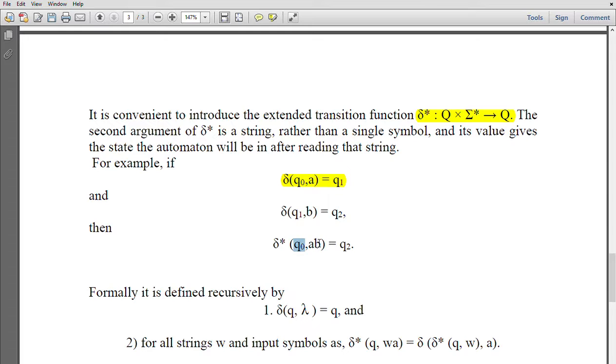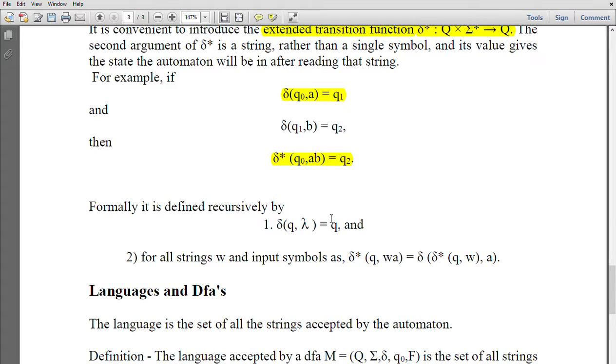From Q0 reading AB, it will go to Q2. We have already seen from Q0 reading A goes to Q1, Q1 reading B goes to Q2. So from Q0 we can say after reading AB, always read from the left hand side one by one. From first A it goes to Q1, after reading B it goes to Q2. So we can write the extended transition function. It will be written so you can understand the meaning of the extended transition function.